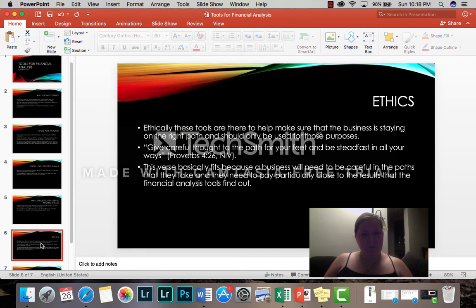So ethically, like anything with accounting, it's thou shalt not steal, but in this instance, we can look at it as more of going down the right path. And these tools, in an ethically thought out way, are there to help the business stay on that right path. So there's more of a foundation to be able to move and guide.